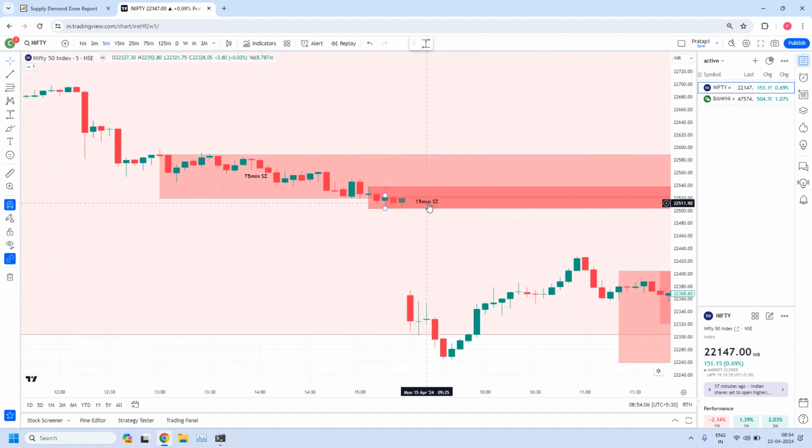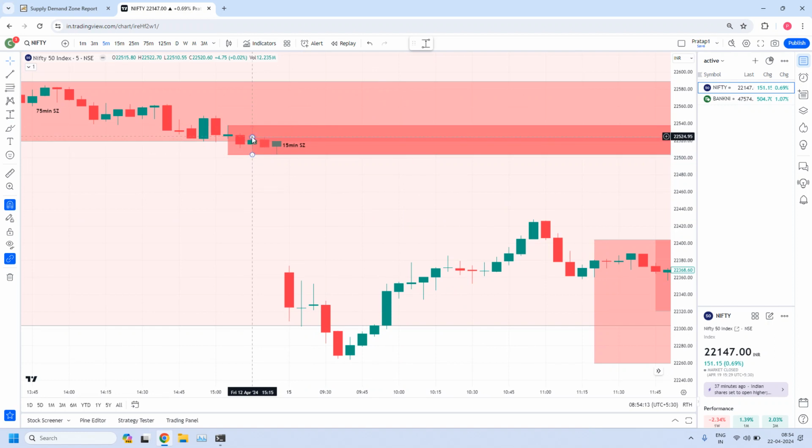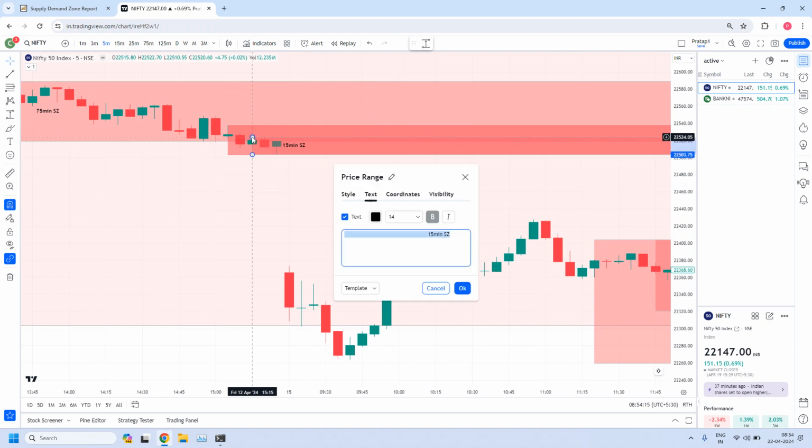So that means the same 15 minutes supply zone, whatever I have drawn earlier, this is a 15 minutes supply zone. The same thing is also a 5 minutes high liquidity zone.